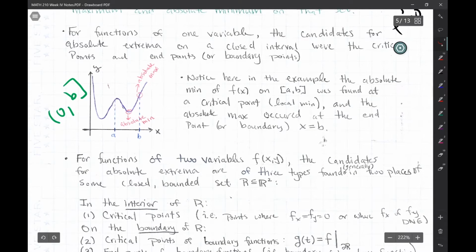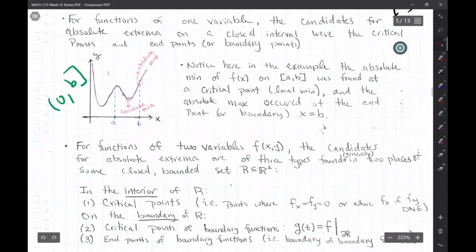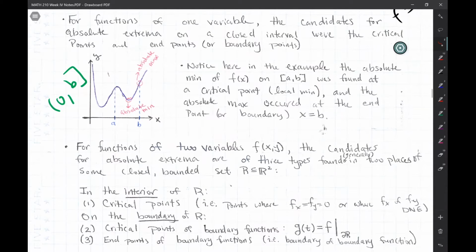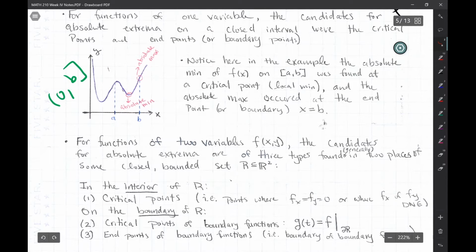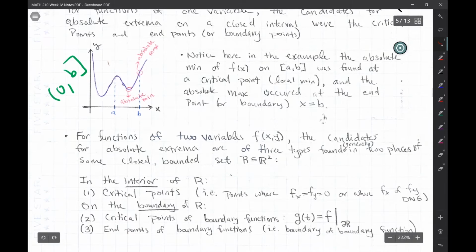So the lesson to learn here is that for functions of one variable, we looked for critical points in the interior of an interval, and we looked for the boundary points, the endpoints. So the boundary of an interval are endpoints. So we have to check the critical points in the interior and the boundary of our interval. That's the lesson to get there.